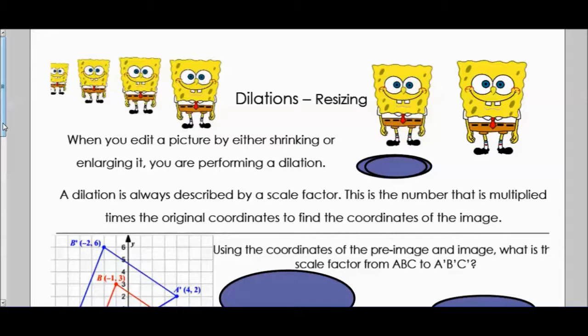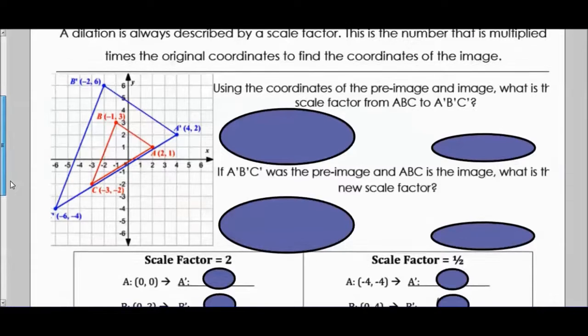If it's a number that's bigger than 1, then the numbers are going to get bigger. The coordinates grow, and the picture gets bigger. If the number is smaller than 1, if it's a decimal, then the image is going to get smaller because all the coordinates will get smaller. We're just going to multiply all the original coordinates times that number, and that gives us the new coordinates, the coordinates of the image.